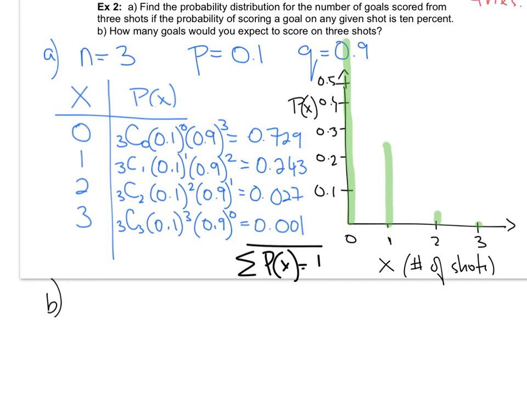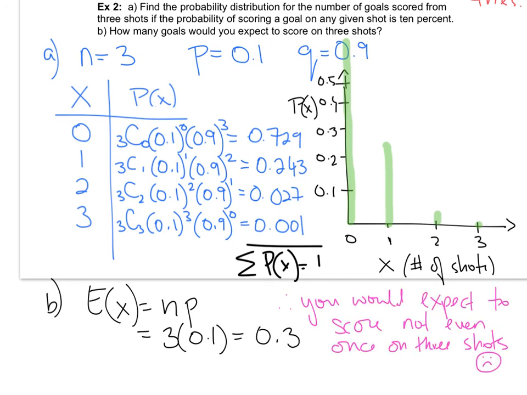Now looking at part B, how many goals would you expect to score on 3 shots? So your expected value is n times p. In this case, n is equal to 3, and your probability of success is 0.1, which comes out to 0.3. So how do we interpret that result? Basically means that you would expect to score 0.3 times or not even once in 3 shots.